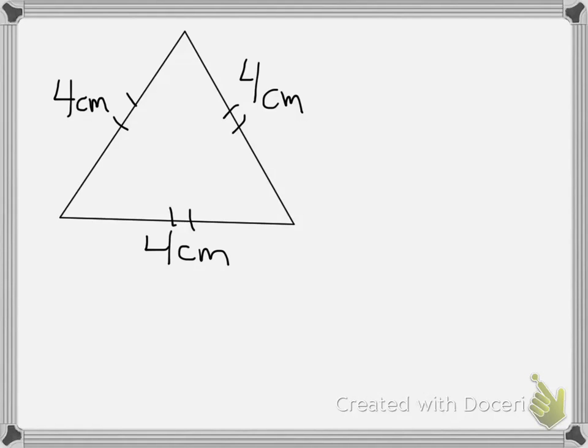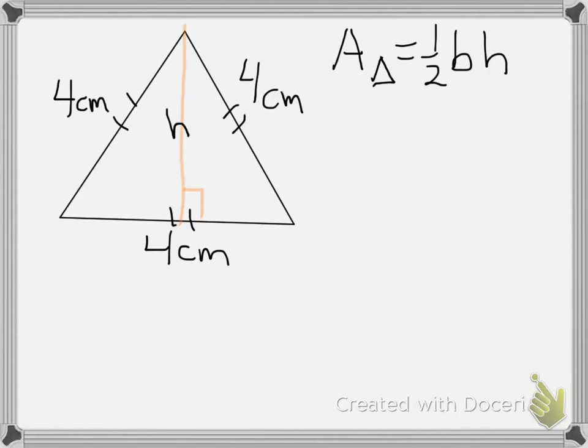Now, in order to find the area of a triangle, let me refresh it if you forgot. The area of a triangle is half the base times the height. And the height is the length of the altitude. So if I were to draw the height in, it's going to be right here, the altitude. And we know that's at a right angle. So let's call that h. The length of that is h.